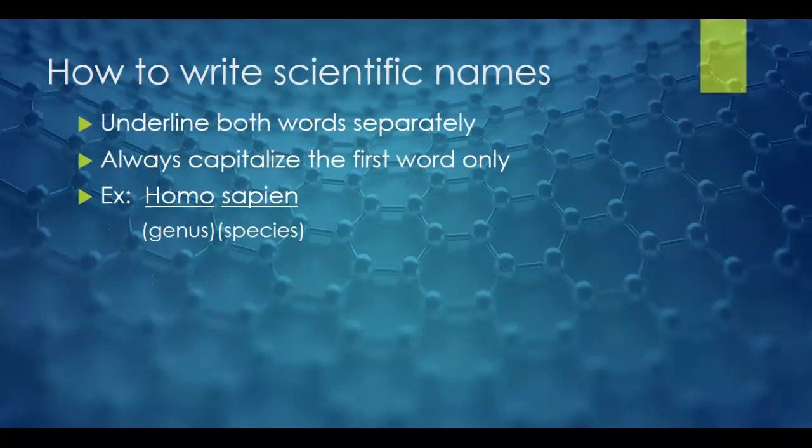And how to write scientific names, which I'm kind of picky about. Because when you see them written in this PowerPoint, you're going to notice they're in italics, which is that slanted looking font. But when we write, we don't write in italics. So when you handwrite scientific names, you're going to underline both words separately, like how Homo sapien here is in the example. Homo is underlined separately and sapien is underlined separately. Don't just draw one line underneath both of them.